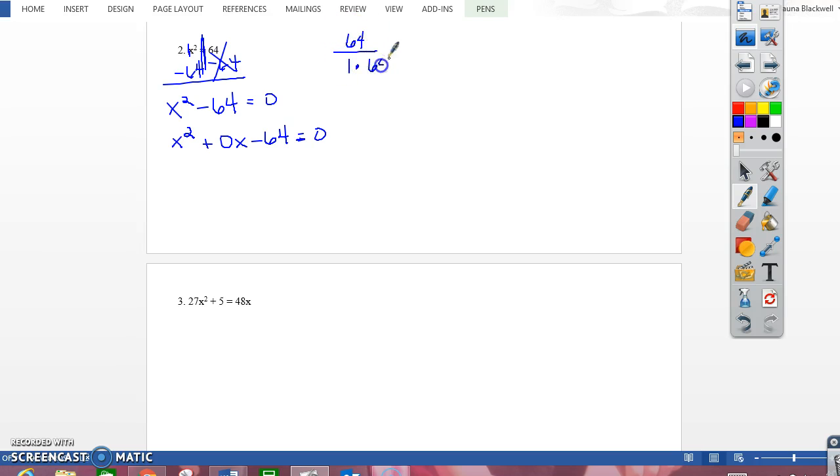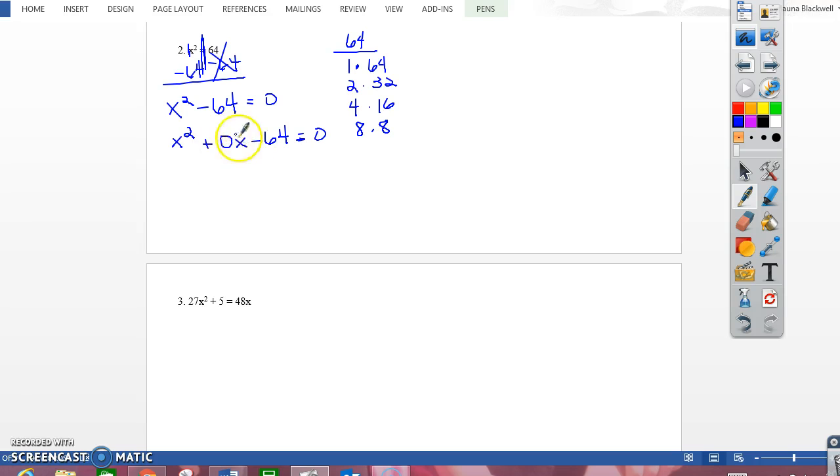Remember 1 and 64, 2 and 32, 3 doesn't go into it, 4 and 16, 5 doesn't go in, 6 doesn't go in, 7 doesn't go into it, and it would be 8 times 8. And then we're coming back up on this side.